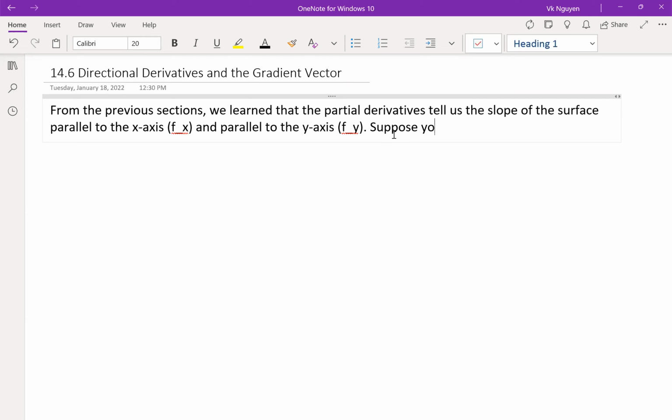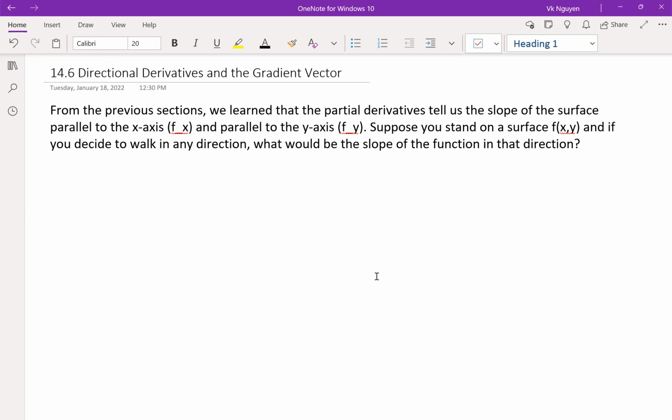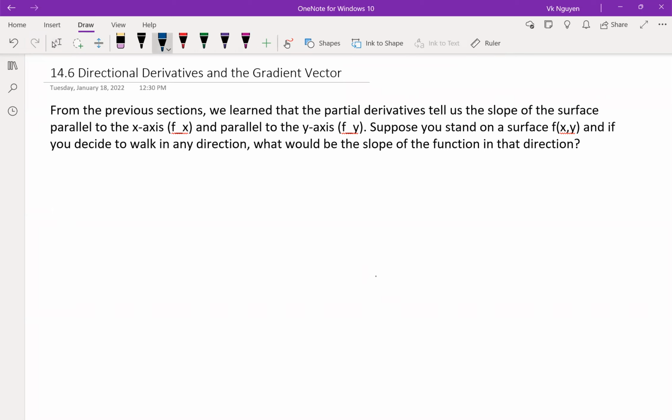Suppose you stand on a surface f(x, y), and if you walk in any direction, what is the slope of the function in that direction? If you look up this question, one thing is the direction. The direction here is governed by a vector. We're gonna focus on the unit vector.